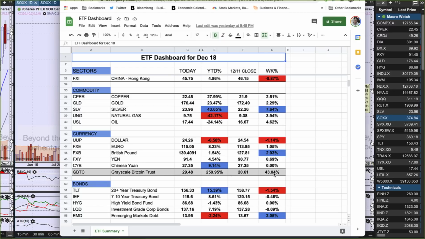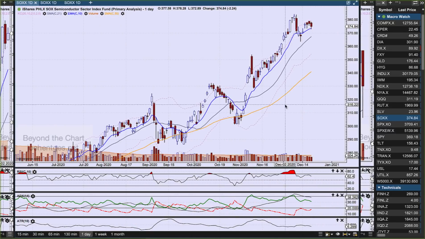Look what it did this last week. I saw this number came out at 43% for the week, and I was like, whoa, is that correct? Because I hadn't been looking at it on a daily basis, and I know Bitcoin's been hitting the news, and it's been going right through the roof. Let's take a look at the chart.